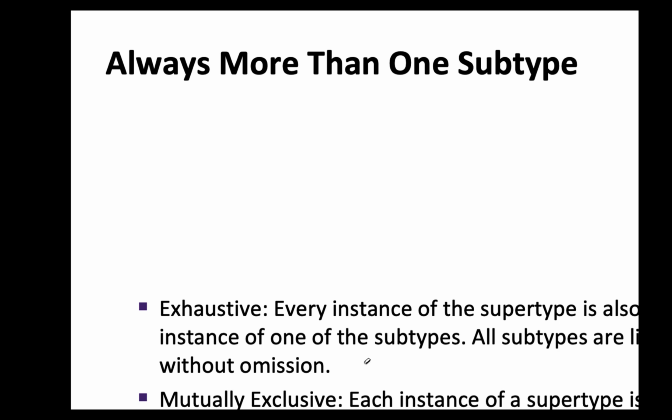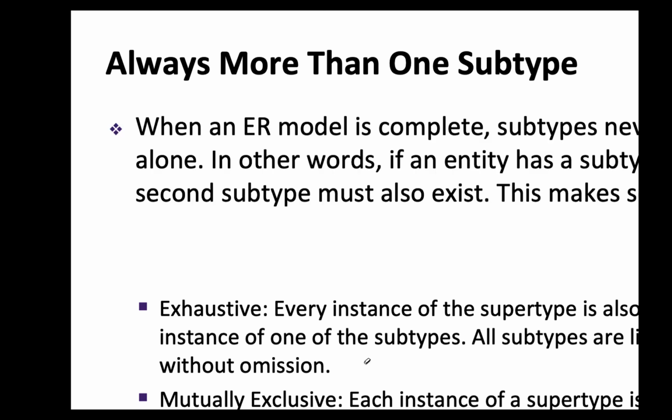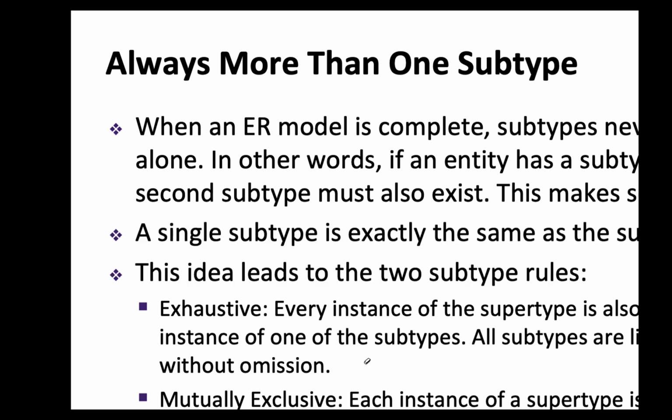Like if I have a student supertype entity and it has two subtypes, undergraduate students and graduate students, then one instance would be part of only one subtype, as he or she can only enroll as a postgraduate student or as an undergraduate student, okay? So this is mutually exclusive. So when an ER model is complete, subtypes never stand alone. In other words, if an entity has a subtype, a second subtype must also exist. This makes sense, okay?